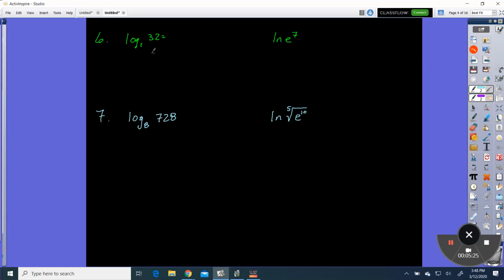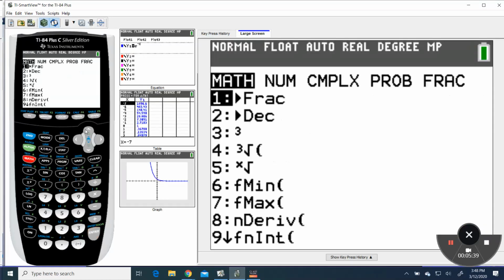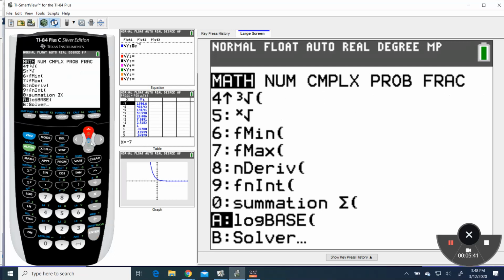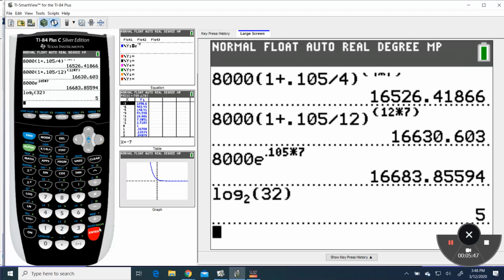Question number 6 says to evaluate this without a calculator. So 2 times itself, how many times is 32? 2 times 2 is 4, times 2 more is 8, times 2 more is 16, times 2 more is 32, so that's 5. I won't know if you're going to use a calculator or not, so if you can't do it without using a calculator, go ahead and hit that. Type 2 to the 32 in here and let the calculator do it for you.